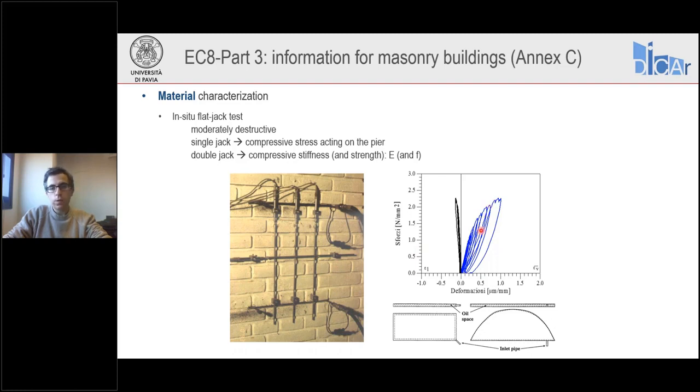Once you draw this curve, you can get information on the elastic modulus, and if you arrive to increase the axial load up to the failure of this portion of masonry, you can get information on the strength also.